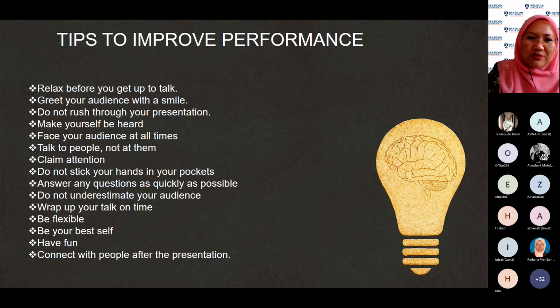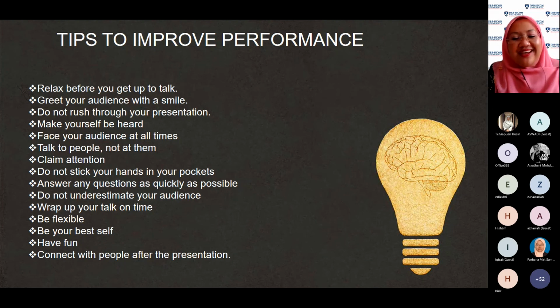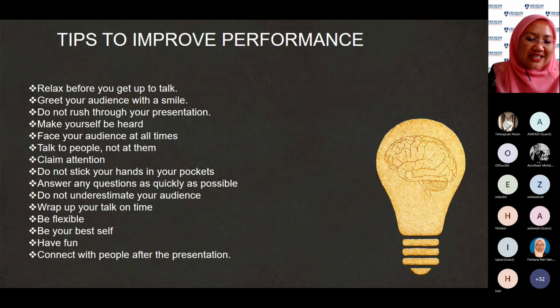All right, now relax before you get up. Like I said, some of you might want to practice breathing techniques, to calm yourself down. If you want to recite dua, do that first, and then greet your audience with a smile. Normally I need to be reminded to smile all the time, maybe because of nervousness when it kicks in. As much as you practice, somehow some element you might leave out.